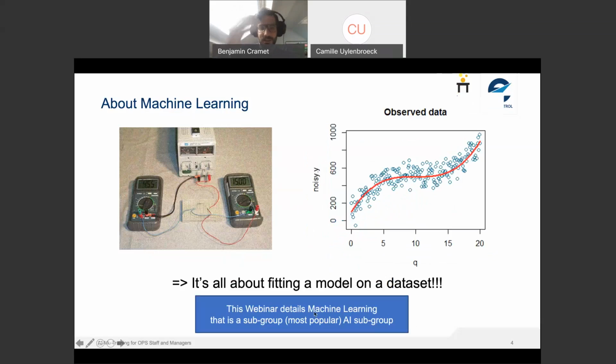So this webinar details only machine learning, as I explained. It is a subgroup of AI. You have AI that do not need data, you have AI that do not need training, etc. Do not need machine learning techniques. But so far, and we observe also in the field, the most popular AI techniques are machine learning techniques. So we'll focus on machine learning today. And if you want more information on other parts of AI, then you just contact either me or Camille, and we will be very happy to answer.